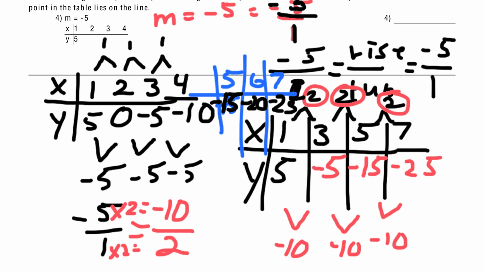Notice that these match up. 5 and negative 15, 5 and negative 15, 7 and negative 25, 7 and negative 25. So it works. If your fraction doesn't match what you get out of your table, then make an equivalent fraction for what you do get out of the table.